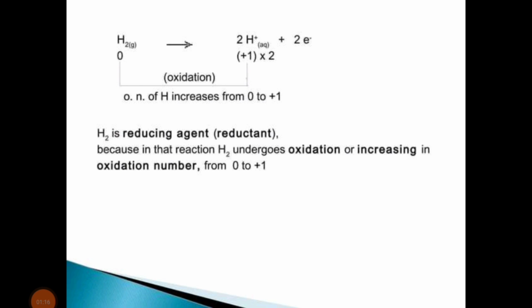In oxidation, H is converted into H+ ions, that is, plus 1 multiplied by 2, with the loss of 2 electrons. The oxidation number of hydrogen increases from 0 to 1. H2 is the reducing agent because in this reaction H2 undergoes oxidation, an increase in oxidation number from 0 to 1.